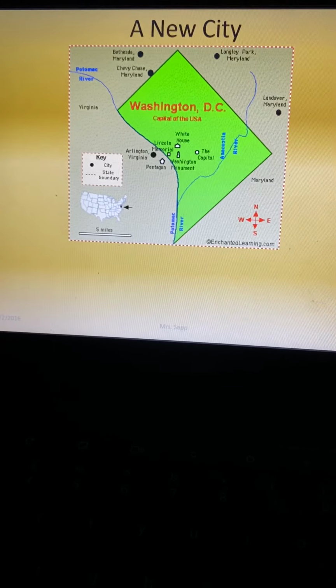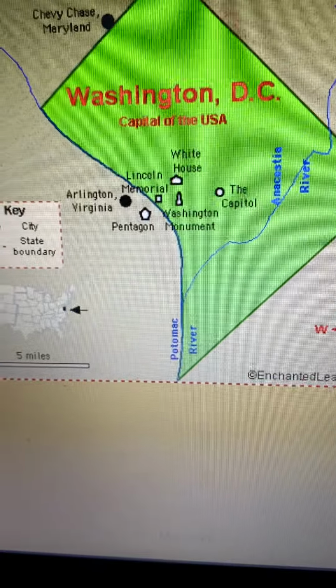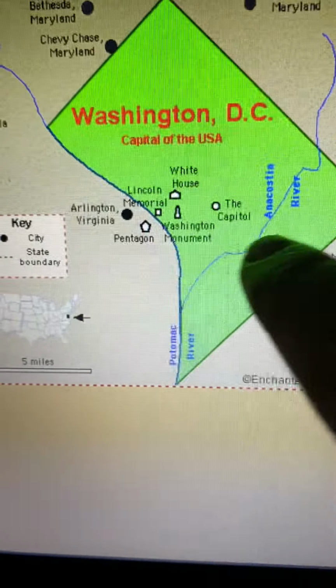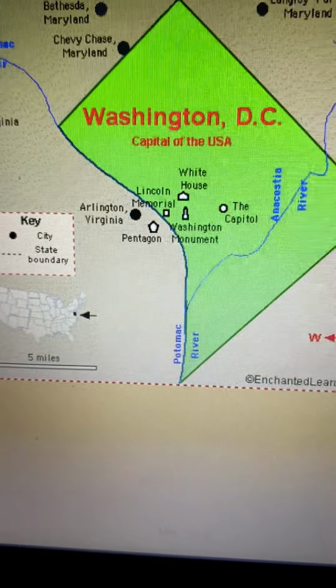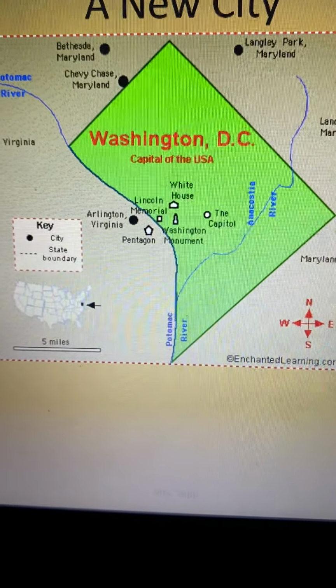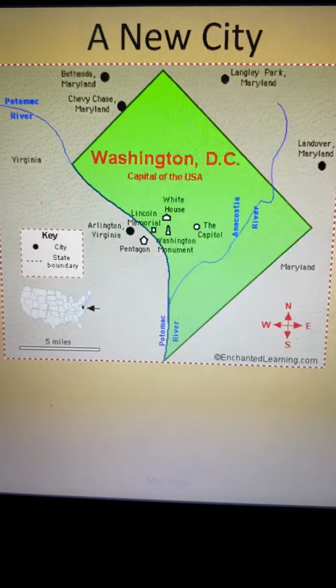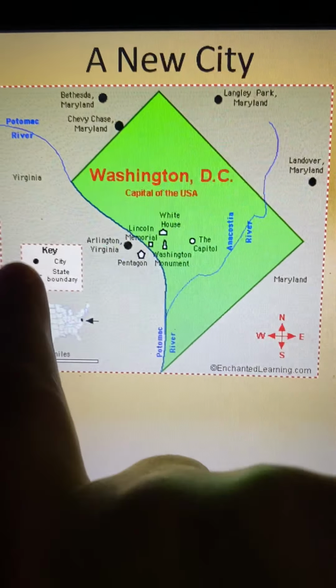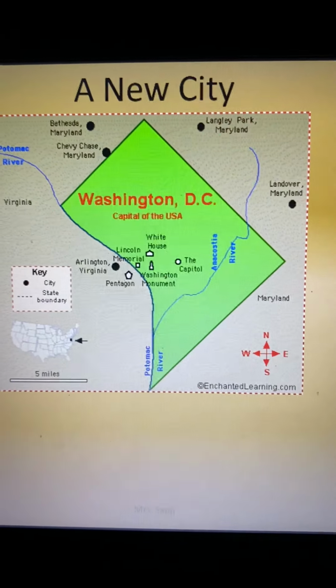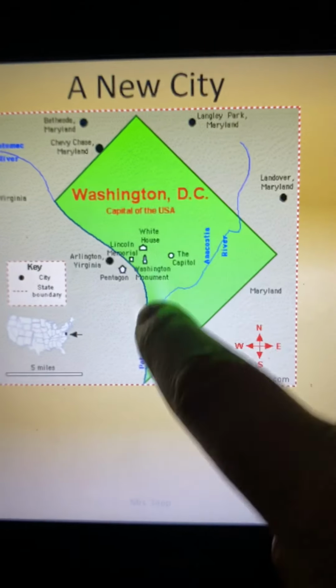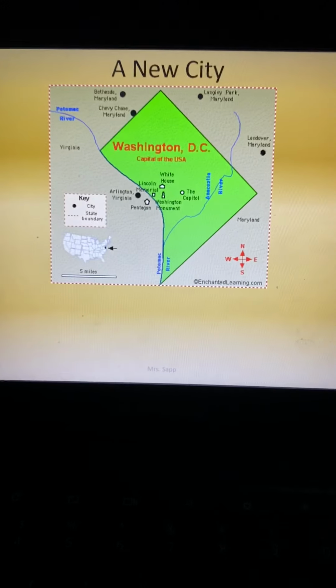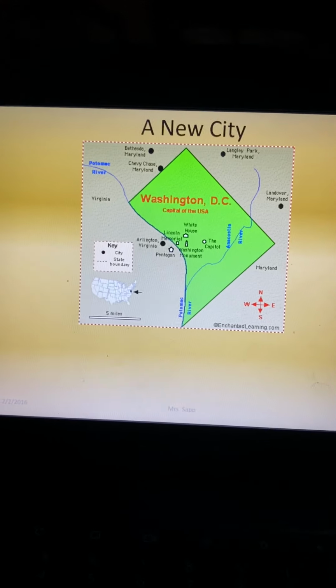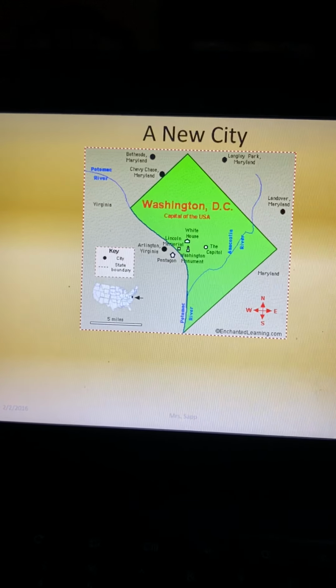I've been there a couple times, but if you see on this map, everything's kind of laid out in a little square or diamond, if you would. Technically, it's partially in Virginia and partially in Maryland. See Maryland here, Virginia over here. This Potomac River, okay, that river is a big part of Washington, D.C. So at this point in time, they just called it District of Columbia, and it would be our nation's capital.